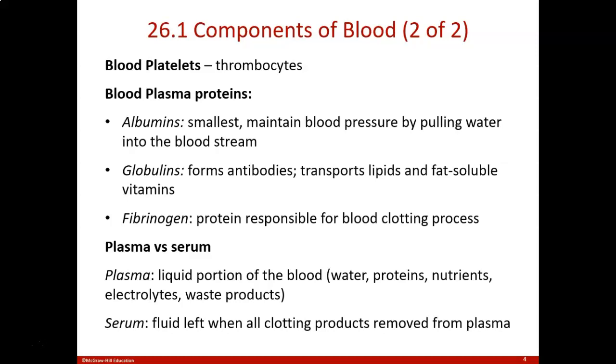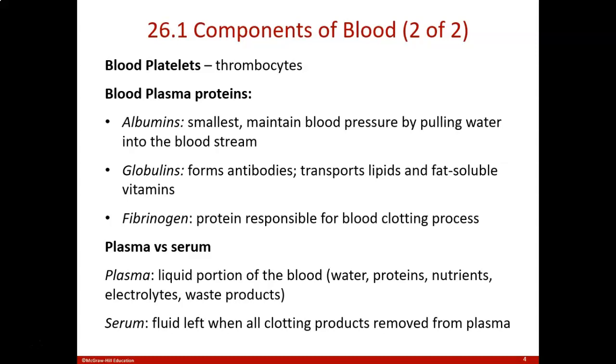Globulins are important because they also form antibodies. Immunoglobulin or gamma globulin are forms of antibodies that help to aid in our immune system. The globulins can also transport lipids and fat-soluble vitamins. Vitamin A, vitamin D, vitamin E, and vitamin K are all fat-soluble vitamins.